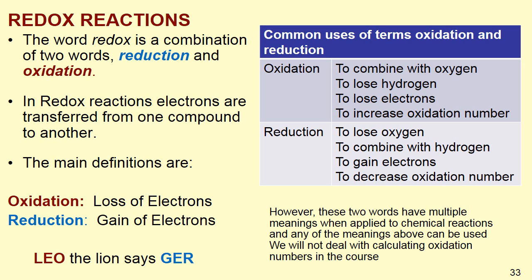Reduction, then, is the opposite. You can think of reduction as losing oxygen, combining or adding hydrogen, or to gain electrons, or to decrease oxidation number. All right, so like I said, we're not going to be dealing with calculating oxidation numbers in this course. We'll use the other definitions to help determine what's being oxidized and what's being reduced.